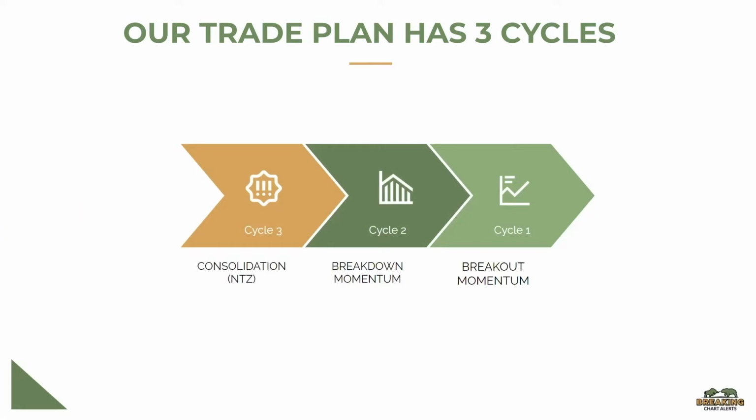Okay, so you guys are going to be able to understand this, because what we do is we are representing these by color. Our breakout momentum is our green cycle. Our breakdown momentum is the red. And then our consolidation, as you guys know, that's going to be our yellow area. Okay, so we have the 3 cycles and the 3 phases.